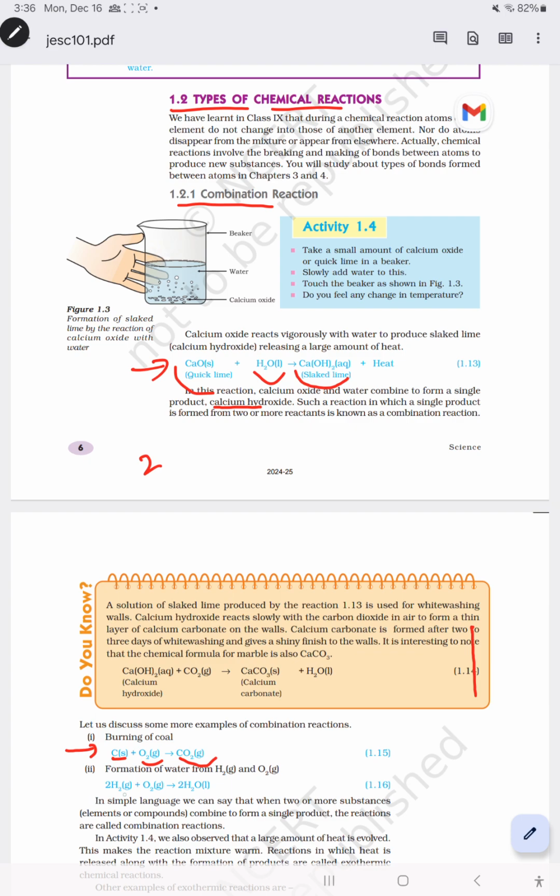Now, formation of water also: hydrogen in the gaseous form and oxygen in the gaseous form react to form water in the liquid form. In all these, different substances or materials are combining with each other, reacting with each other to generate a single product, which is known as a combination reaction.